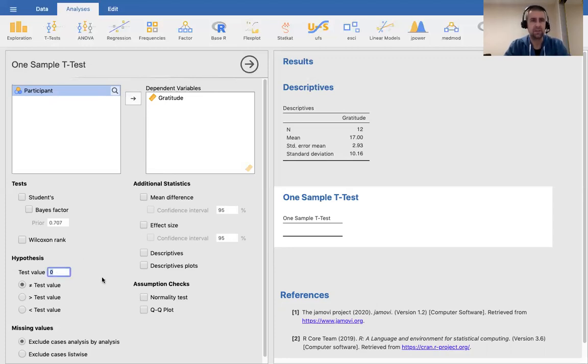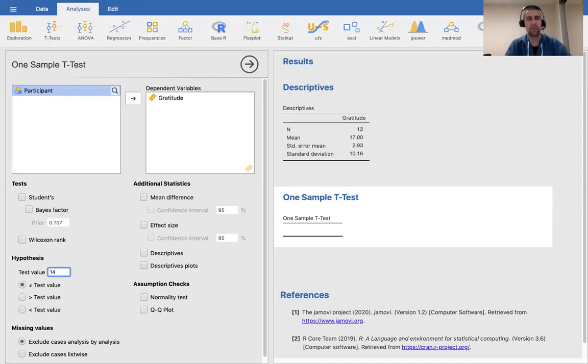There's two places where people will make mistakes in this test. The first is you'll notice that this test value defaults to 0. It should unfortunately default to whatever your null hypothesis value is, which our null hypothesis was that the population mean should have been 14. It didn't ask us what that was, so it defaults to 0. Now, it would be better if it just didn't default to anything and made you enter this number in and basically said, what is your null hypothesis?